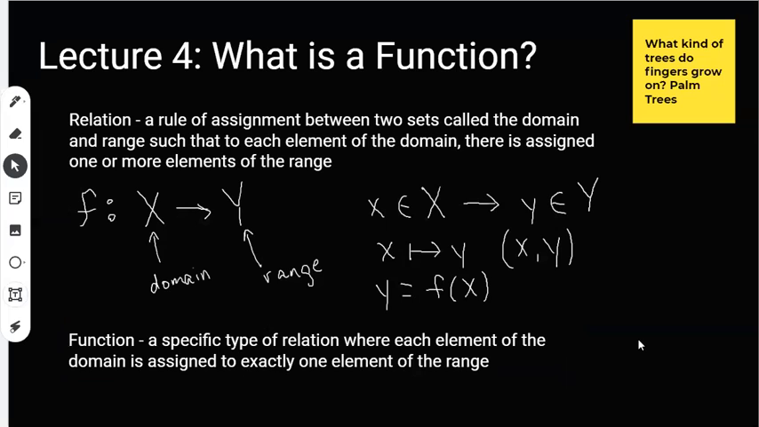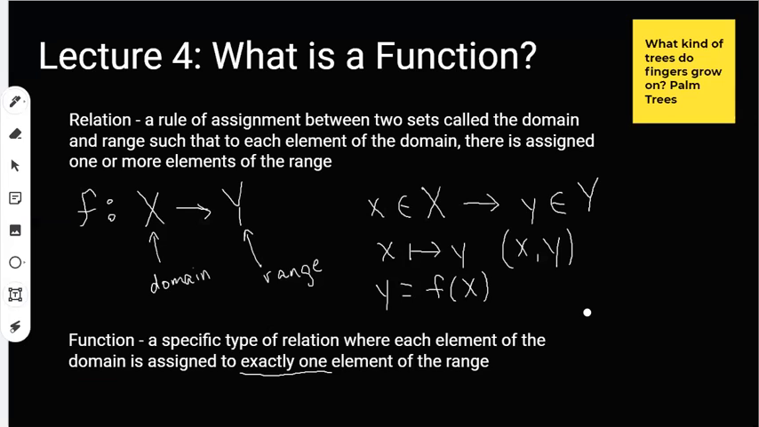Okay. So this is going to be a specific type of relation where each element of the domain is assigned to exactly one element of the range. So I'm going to underline exactly one because that's very important. So I'll give you guys time to copy that down. That is the definition of the function. And then on the next slide, we're going to talk about how we represent functions and how we can tell whether or not a relation is a function.